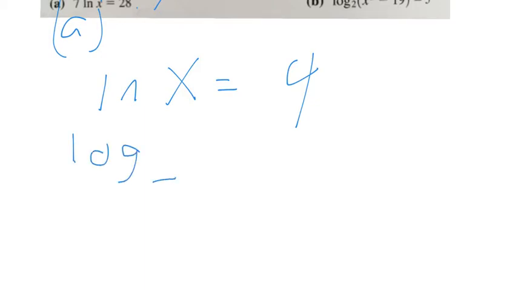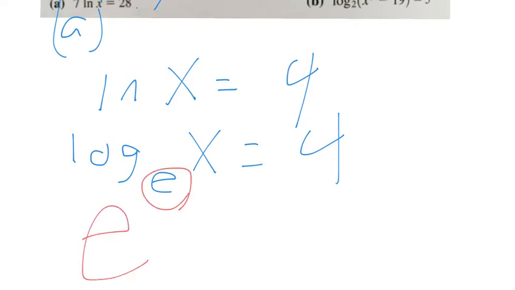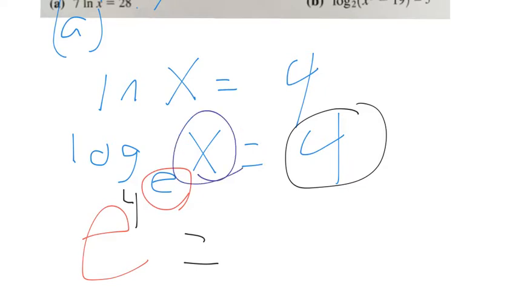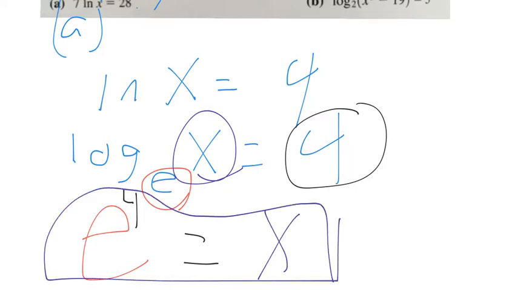Remember, ln of x is the same as log base e of x equals 4. So you could rewrite this as e, take the base of your logarithm, that's the same as the base of your exponent, e to a power of 4 gives you the input of the logarithm, x. So your first value of x is e to the 4th power. Since e is a never-ending decimal, it's an irrational number, we're just going to leave it as e to the 4th because it says it wants the exact value.